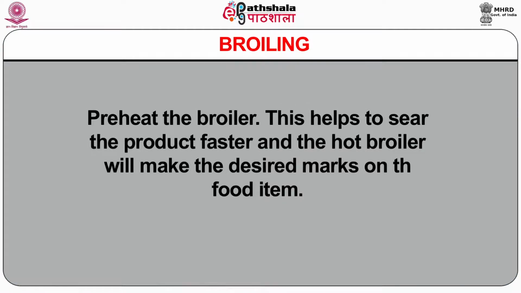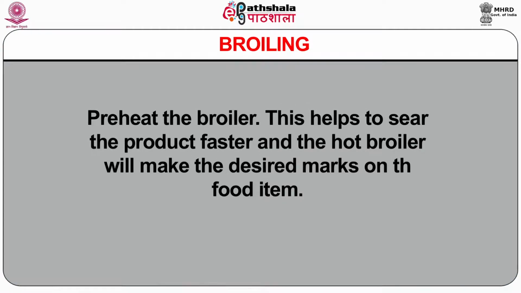Use lower heat for larger and thicker items, and for items that have to be well done. Use higher heat for thinner pieces, and for pieces to be cooked rare. This is done so that the inside and outside cook at the same time. Preheat the broiler.